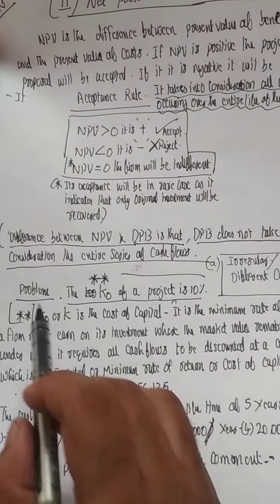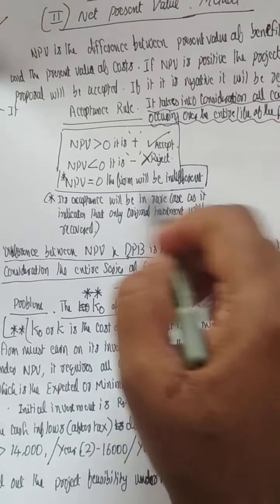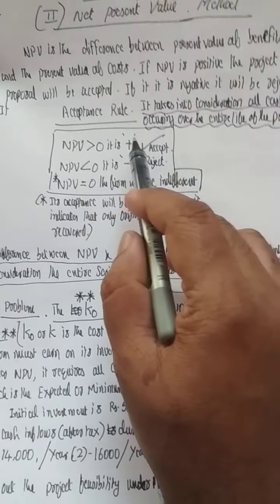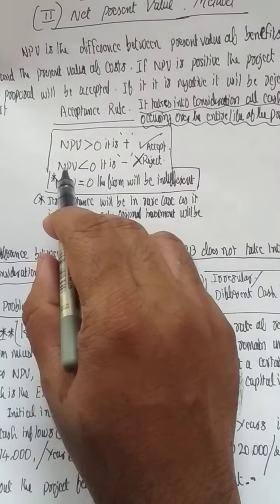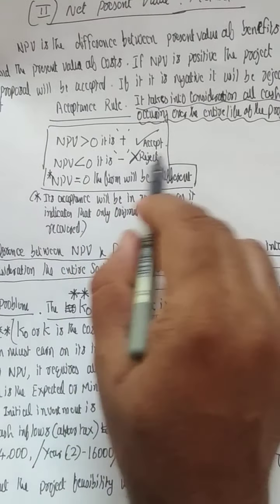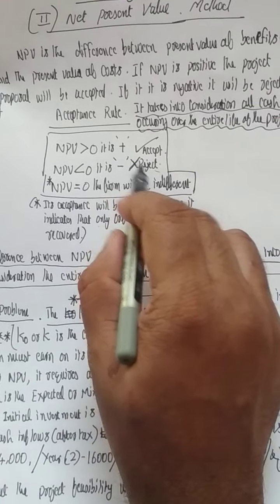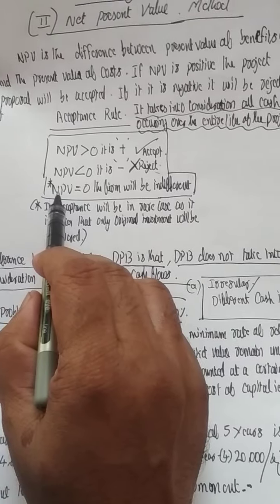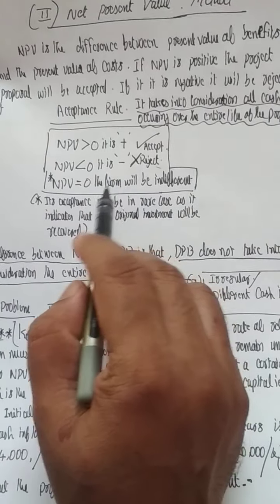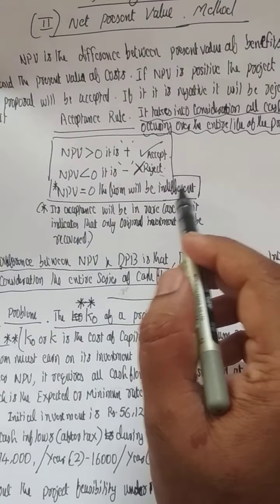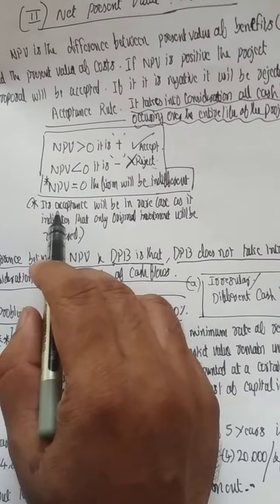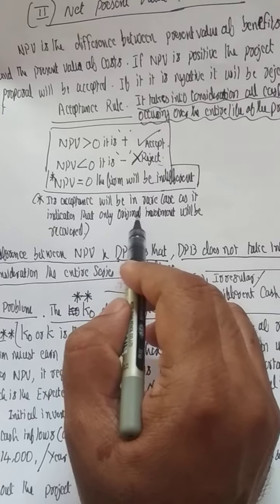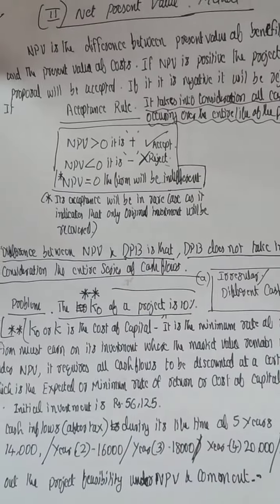So let us directly get into the acceptance rule. The acceptance rule is that if NPV is greater than 0, it is positive NPV. If NPV is less than 0, it is negative NPV. If it is negative, we have to reject, and if it is positive, we have to accept. If the NPV is equal to 0, the firm will be indifferent. What do you mean by indifferent? Its acceptance will be in rare cases, as it indicates that only the original investment will be recovered.